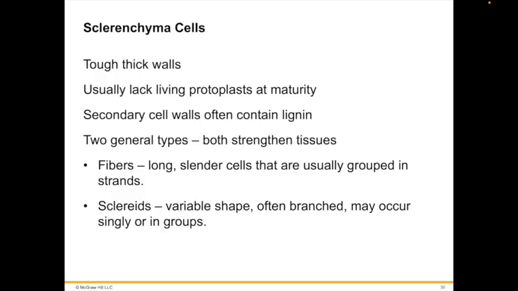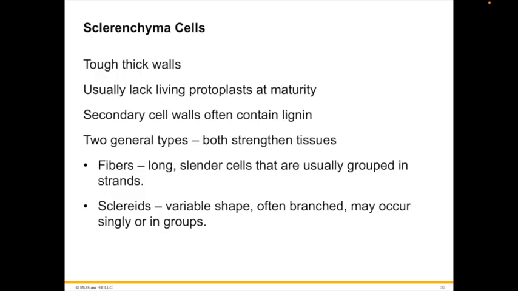Sclereids are variable in shape, but often branched. They may occur singly or in groups. They are not elongated, but have many different forms, including that of a star. The gritty texture of a pear is caused by clusters of sclereids that occur throughout the soft flesh of the fruit.